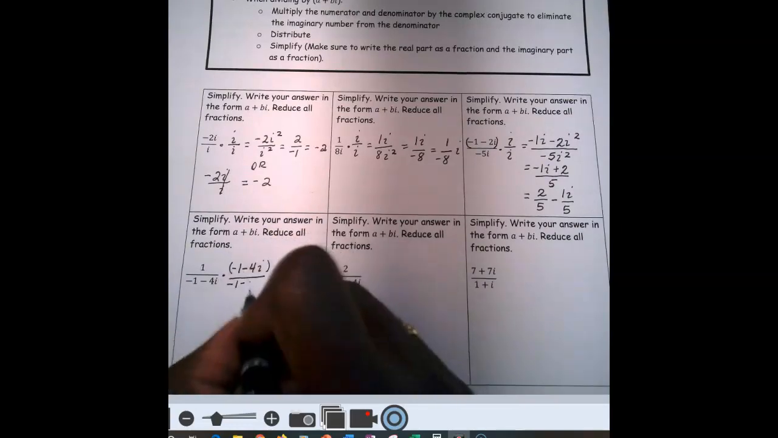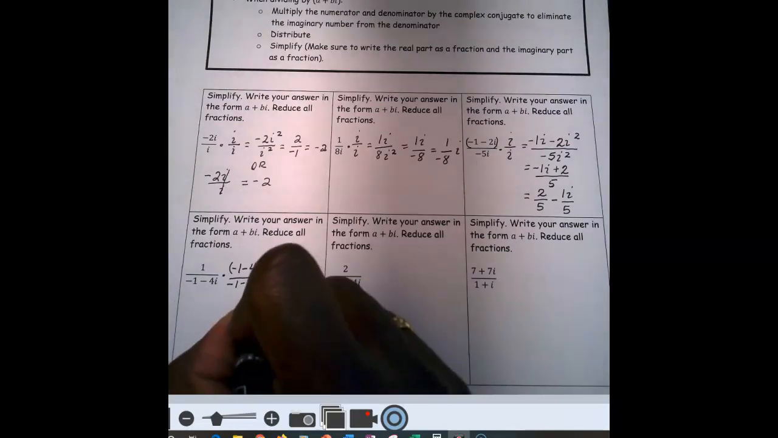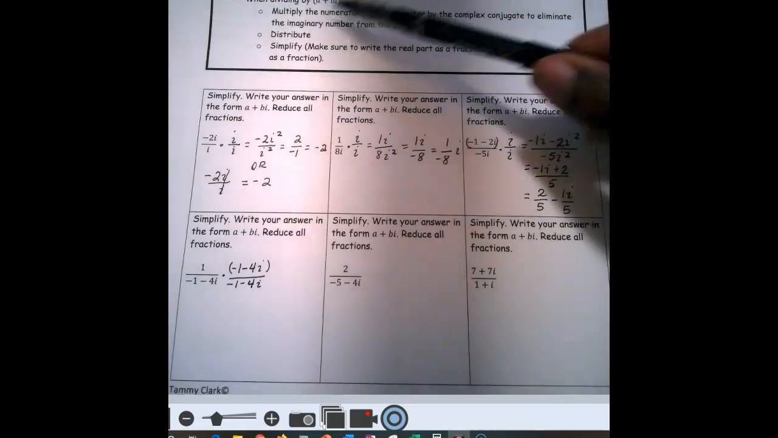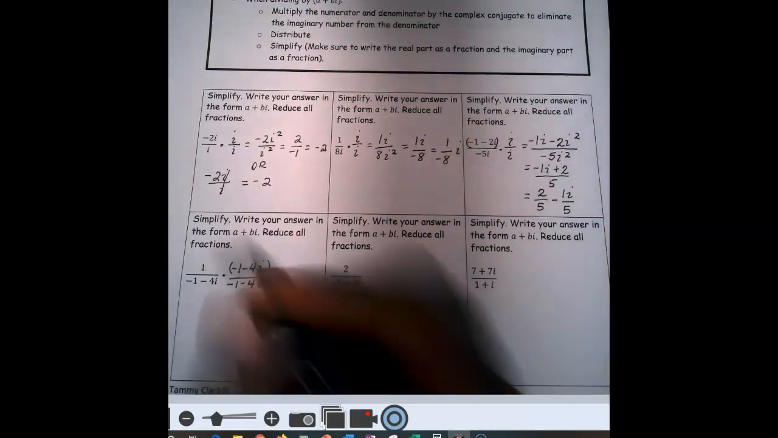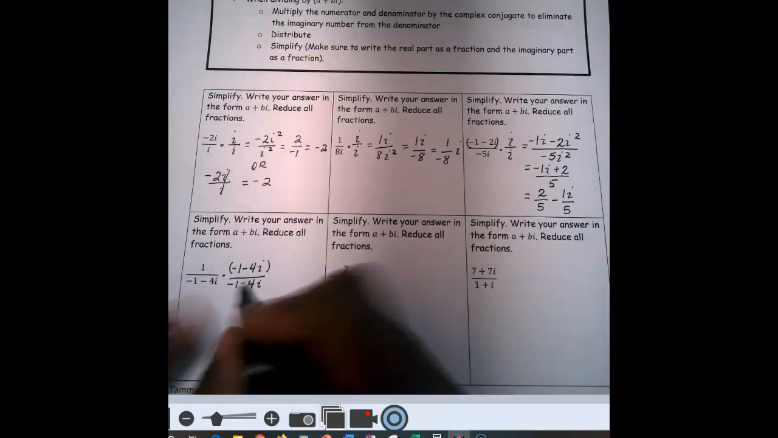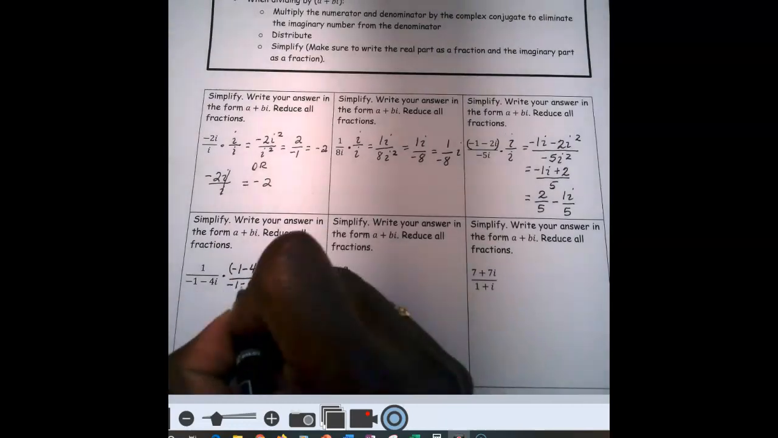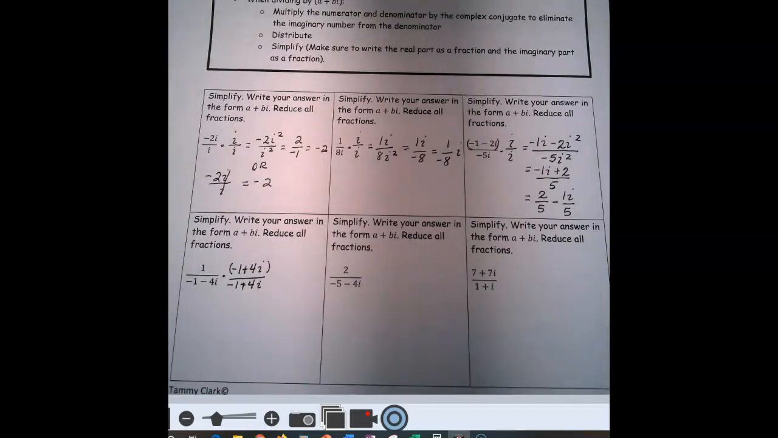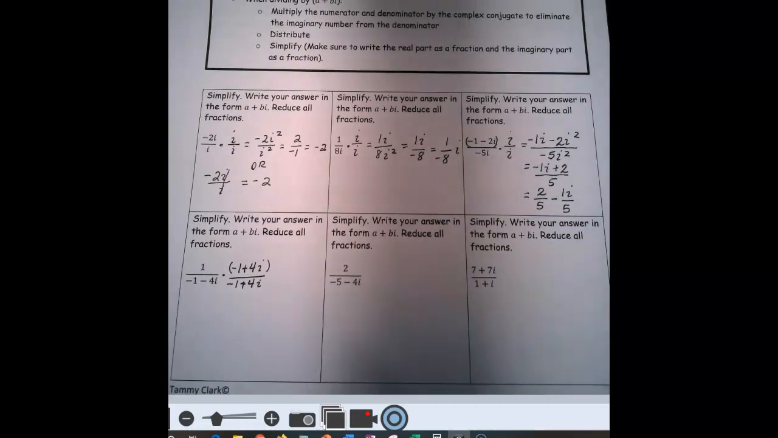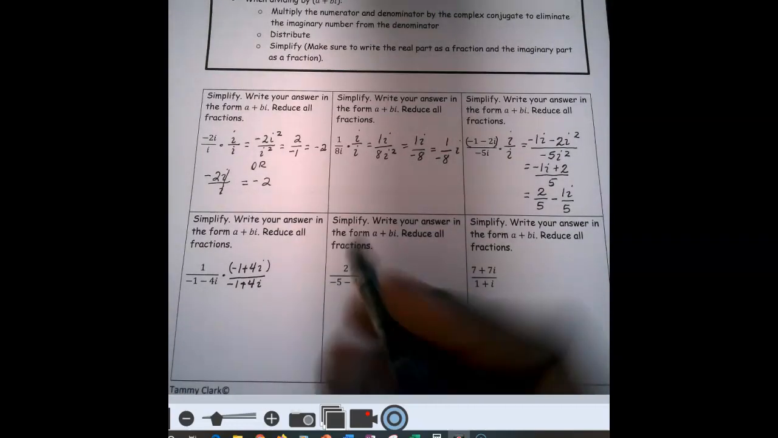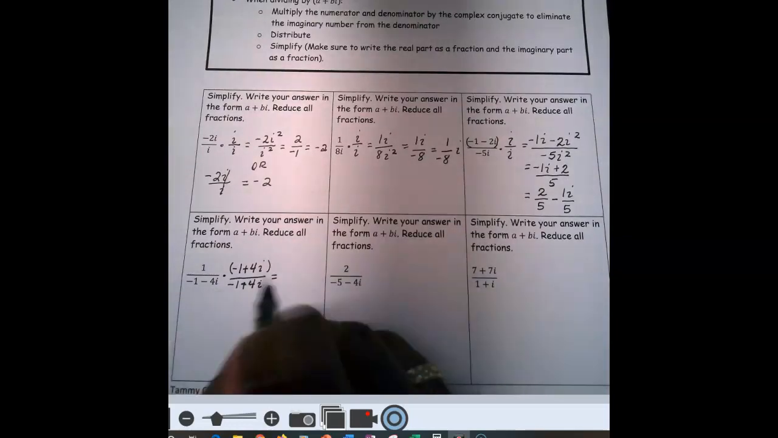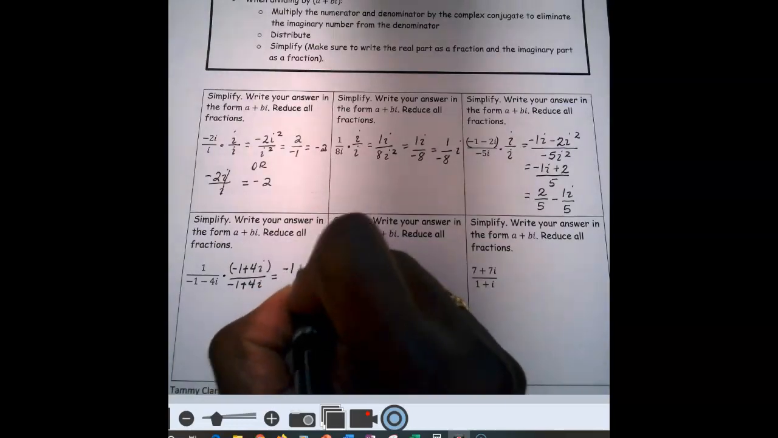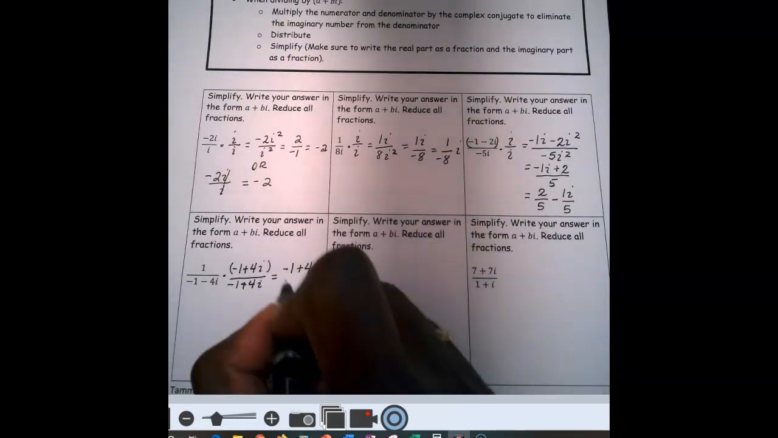-1 minus 4i. And actually, no, I should be multiplying this by the conjugate, right? Because I said when dividing by a plus bi, we multiply by the conjugate. So instead, the real number parts stay the same. I'm going to change the sign of the imaginary part, because the only way to get rid of that is to have opposite signs here. So on the top, well, 1 times any term or any set of terms is just that term. So we've got -1 plus 4i in the numerator.